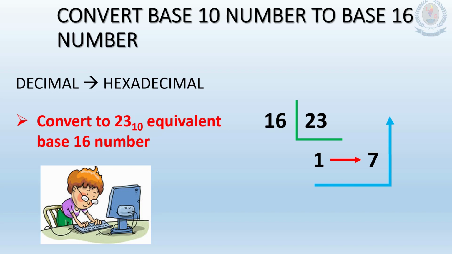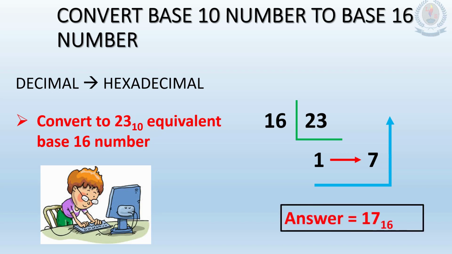This is how it happens. You are going to divide 23 by 16 because the base value is 16 in hexadecimal. So you get 1 and the remainder is 7. So again you write from bottom to top. Then you get the answer as 17 in hexadecimal.